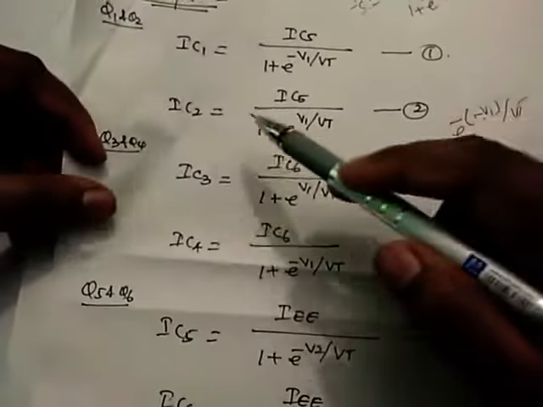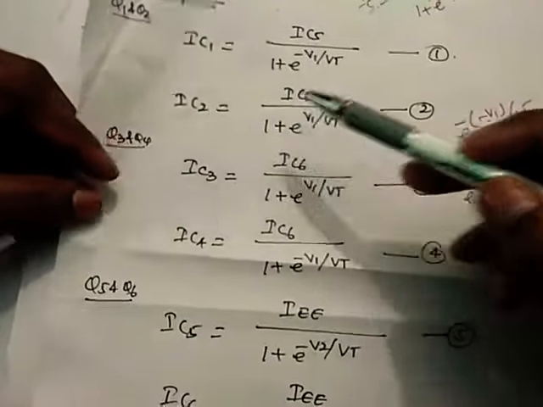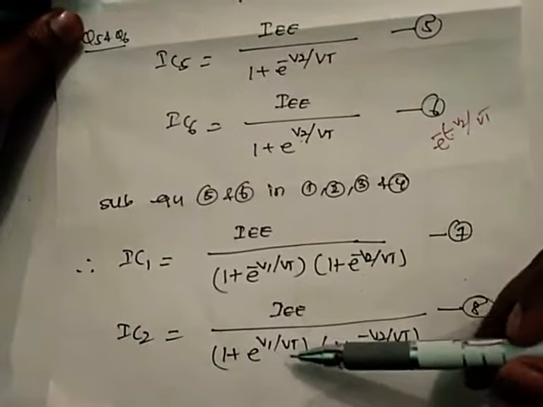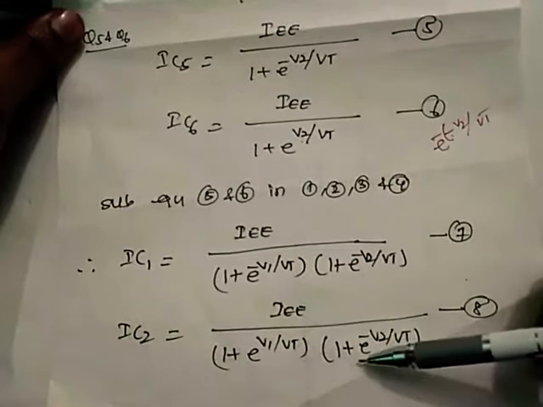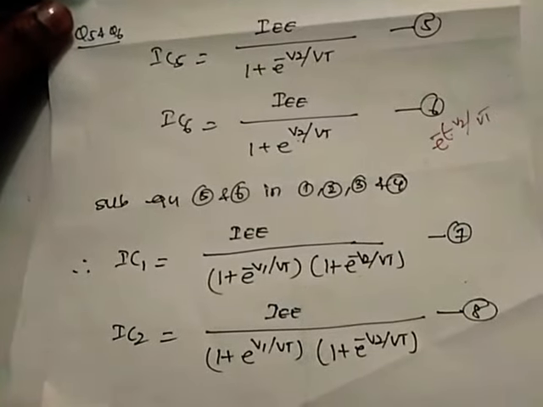The same way, IC2 can be written as, substitute IC5 in this equation. So we'll get IE divided by (1 plus e to the power of V1 divided by Vt) into (1 plus e to the power of minus V2 divided by Vt). Take this as equation number 8.